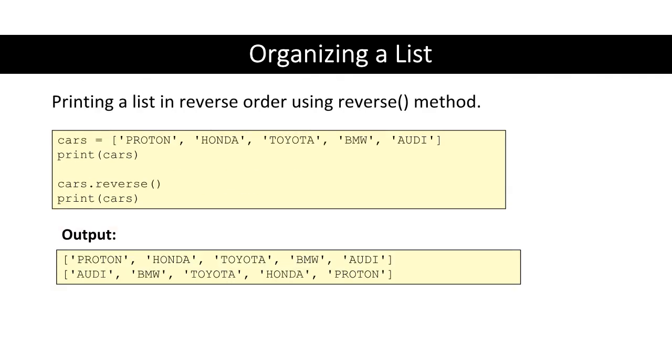The reverse method flips the order of elements in a list. This is useful when we want to process data in the opposite sequence. Here, cars.reverse() reverses the order of the list. So, Proton, Honda, Toyota, BMW, Audi becomes Audi, BMW, Toyota, Honda, Proton.